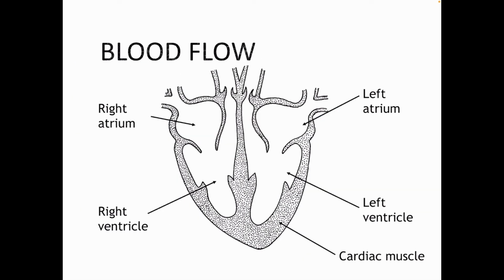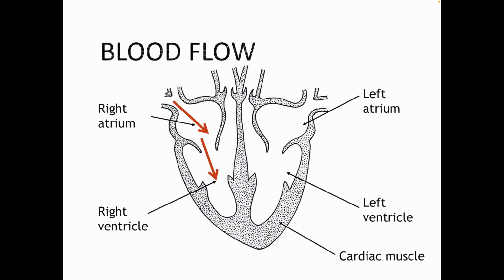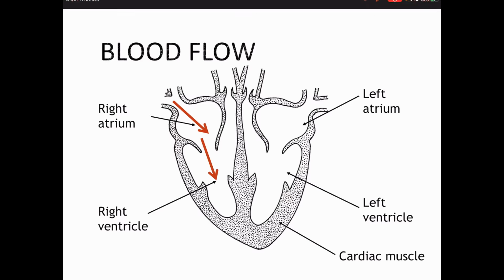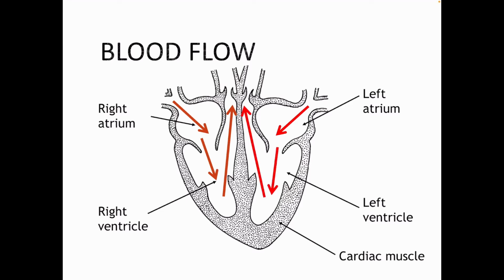This diagram shows the 4 chambers of the heart. Blood from the body returns through the right atrium, is pumped into the right ventricle, and then is pumped out through the pulmonary artery to the lungs. In the lungs, the blood becomes oxygenated. It then returns to the heart through the left atrium, is pumped into the left ventricle, and then is pumped out through the aorta to the rest of the body.